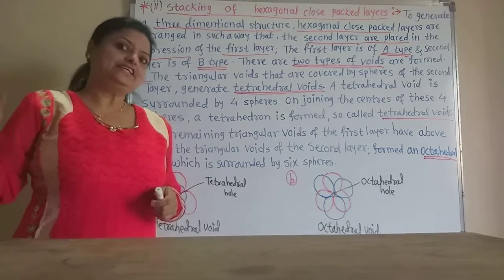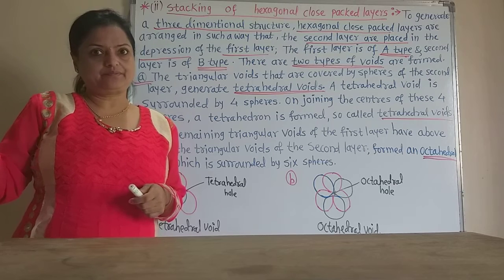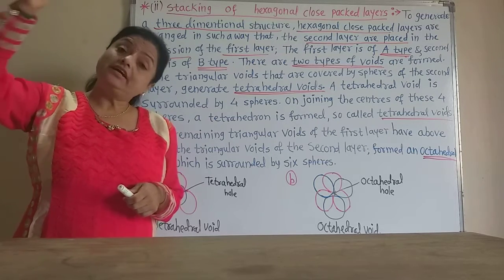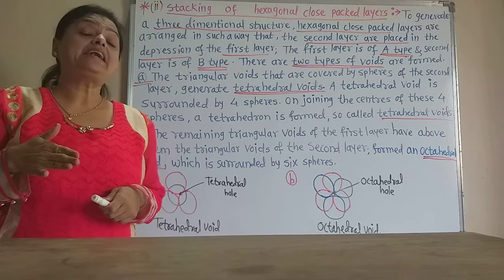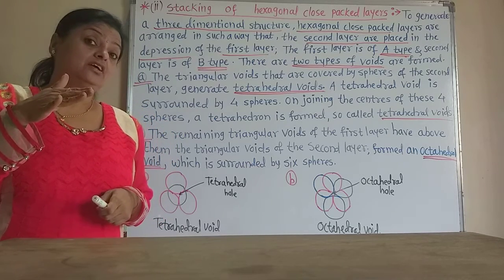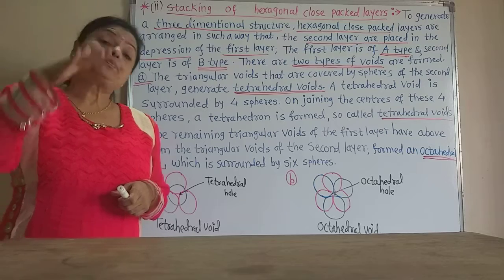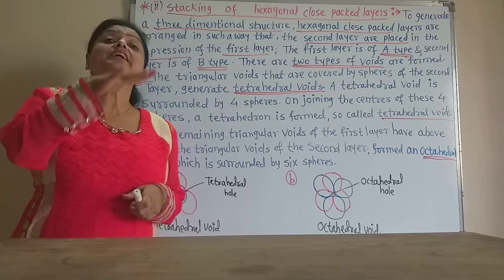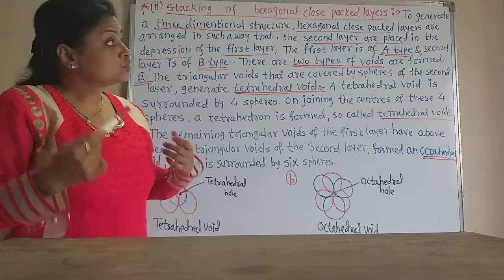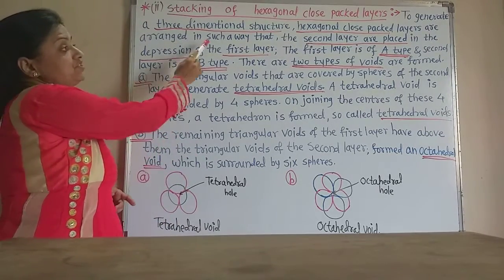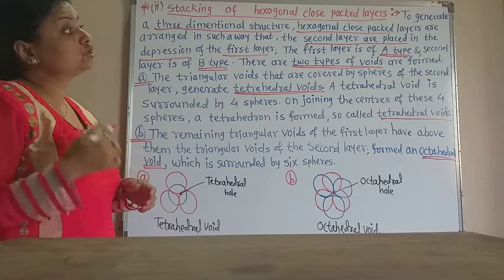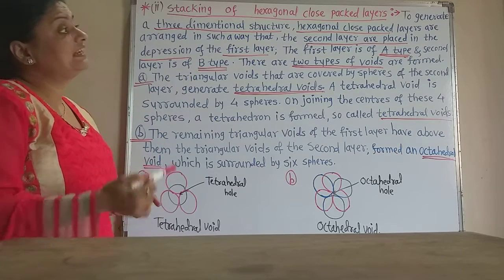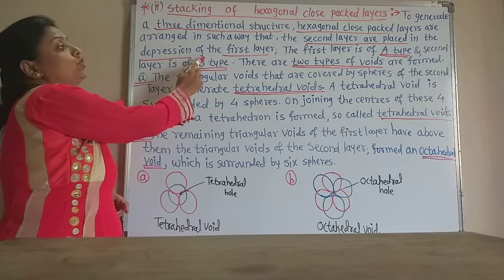The first layer is hexagonal close packed, which is two-dimensional, and the second layer is placed on that in such a way that the spheres of the second layer are aligned in the depression of the first layer. So, to generate the three-dimensional structure, hexagonal close packed layers are arranged in such a way that the second layer is placed in the depression of the first layer.